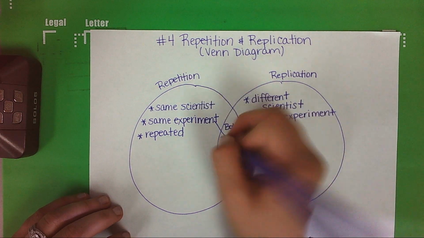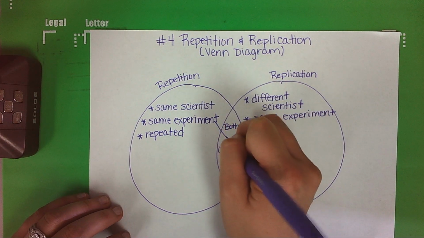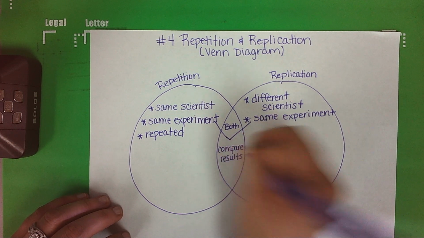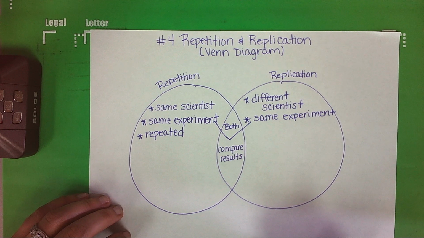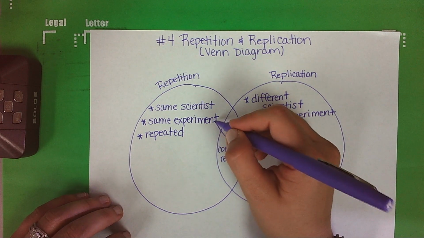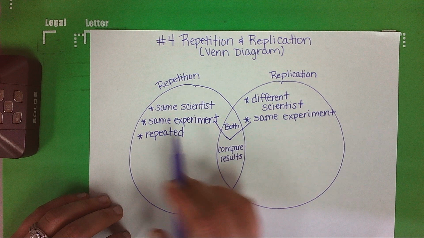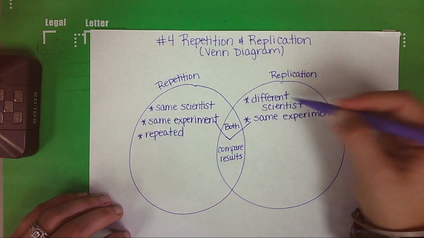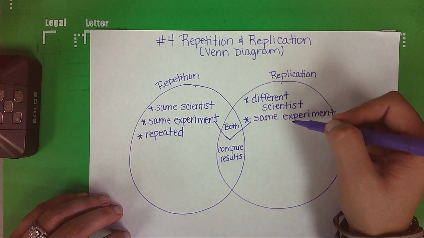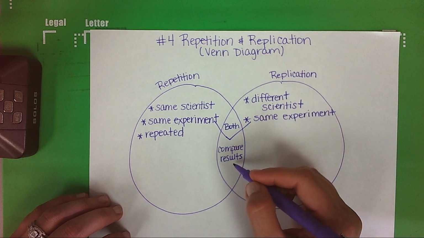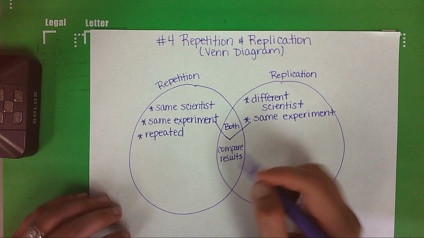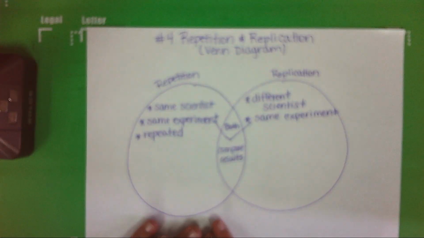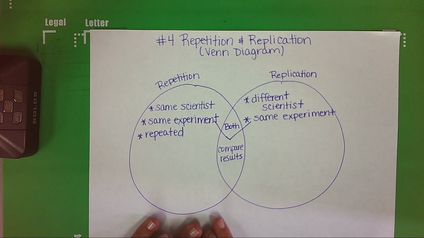Okay, they both compare results to see if there are any major differences. So this would be the same scientist doing the same experiment repeatedly. This would be a different scientist doing the same experiment. Then they would come together and compare their results. That is the biggest difference between the two. So this should be what you have for number 4.